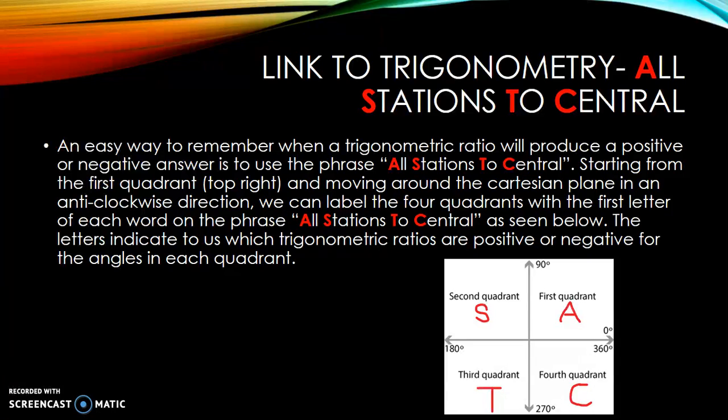So what these actually stand for are all, sine, tan, and cos. Now, these determine in which quadrants our ratios are positive or negative. So in our first quadrant, A, all of them are positive. That's why it's an A. In our second quadrant, S, that means only sine is positive. And in our third, T for tan, only tan is positive. And then our fourth, C for cos, only cos is positive.